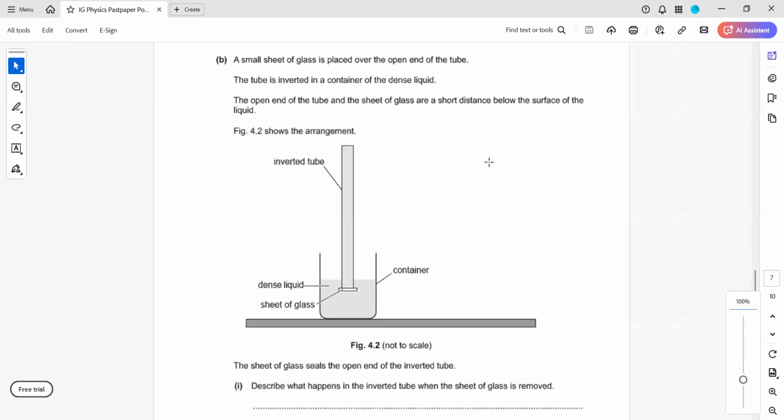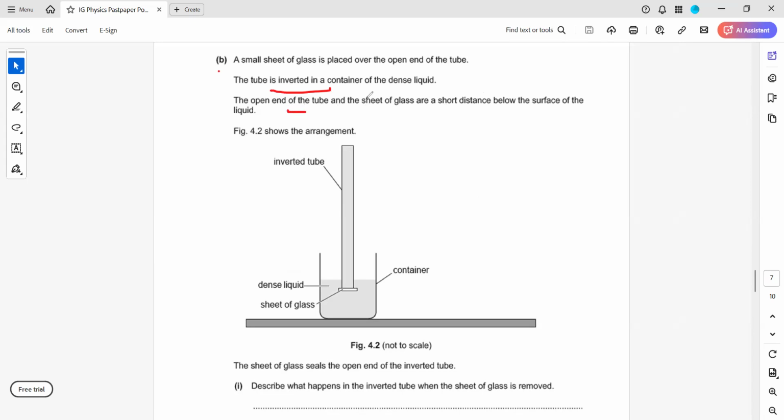A small sheet of glass is placed over the open end of the tube. Yes, sir. So we'll also use atmospheric pressure. The tube is inverted. We'll also use atmospheric pressure. So why won't we use the pressure due to the liquid? Because the total pressure is due to atmosphere and liquid both. If they ask, use the total pressure always.